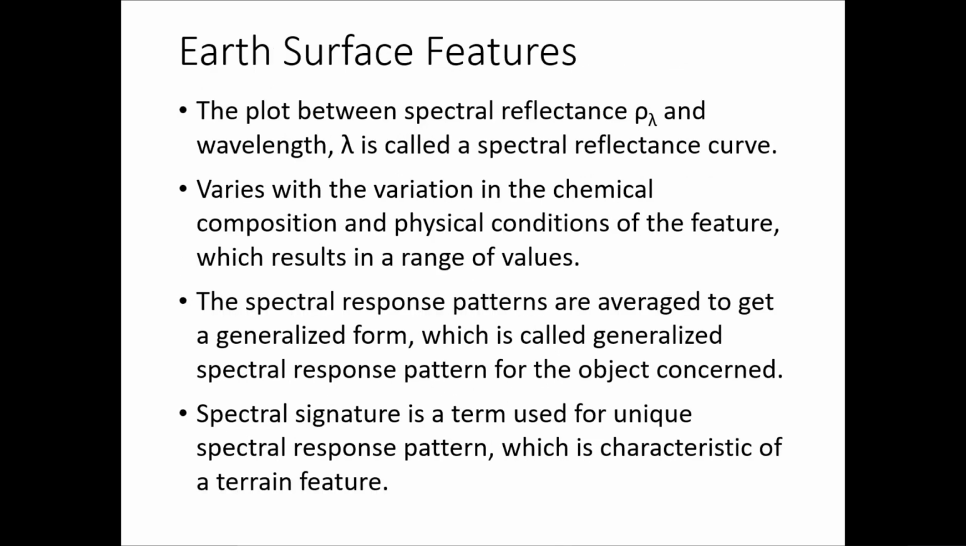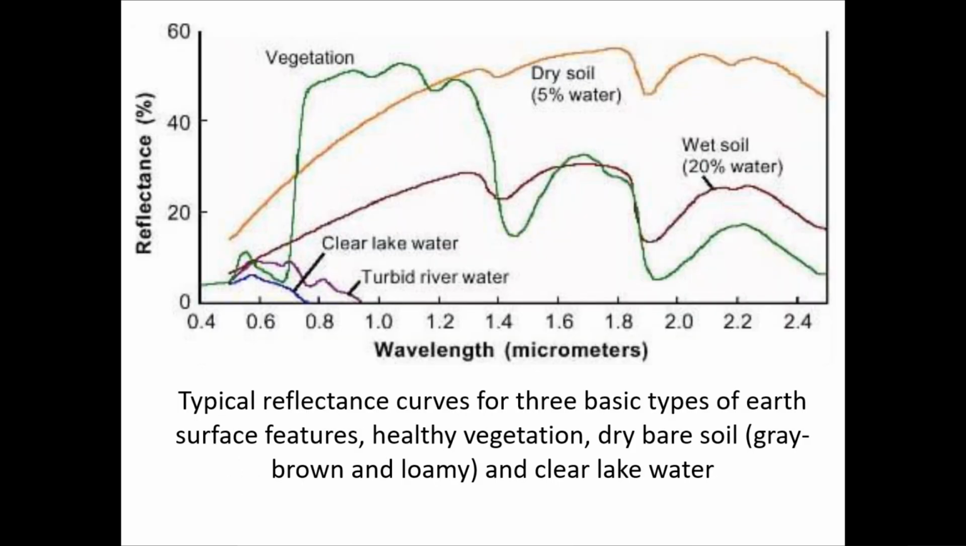The plot between spectral reflectance and the wavelength is called the spectral reflectance curve, right? Here you can see the reflectance versus wavelength. Yesterday we saw the spectral reflectance pattern of vegetation. Here you can see the green line that represents the spectral reflectance pattern of vegetation. This is a very generalized spectral reflectance curve. These lines are just the averaged out spectral reflectance pattern of that particular Earth feature.